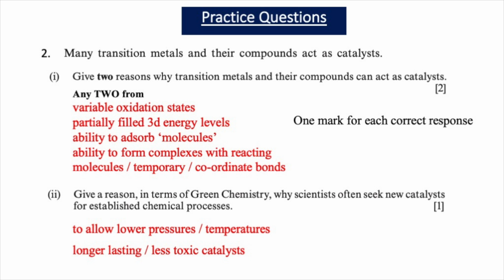Now the second part of this question is asking you to give a reason in terms of green chemistry why scientists often seek new catalysts for established chemical processes. And this is a 1 mark question. So possible reasons could be to allow for lower pressures or temperatures. Another possible reason could be that you're producing a catalyst that is longer lasting or less toxic. Either of them would be okay for a mark.